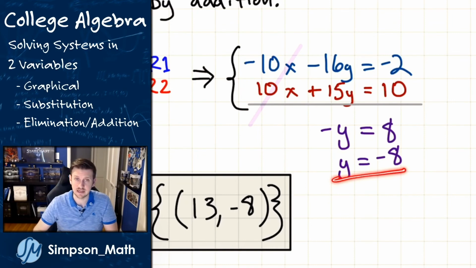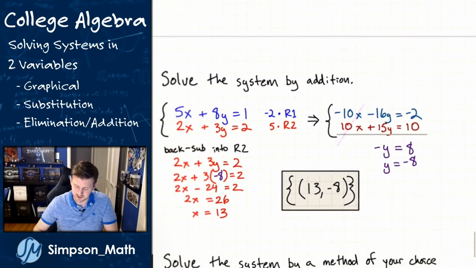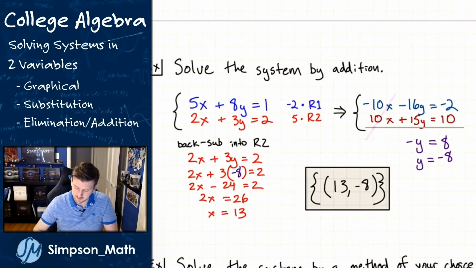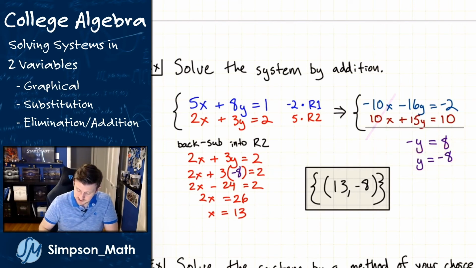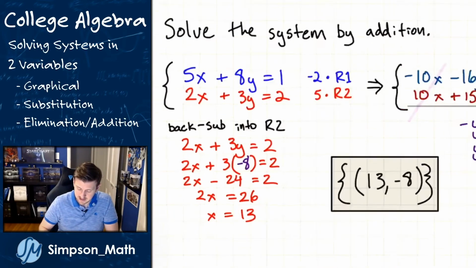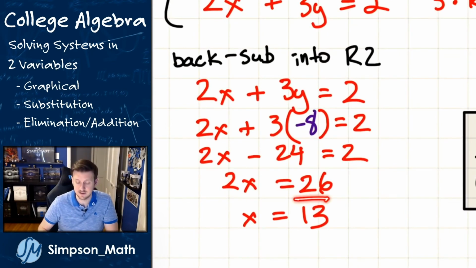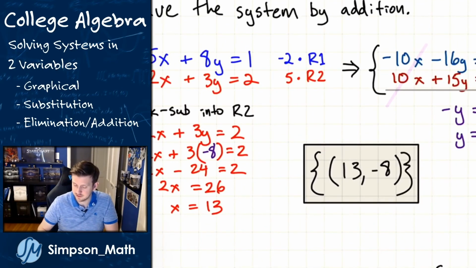Now that we have y equals negative 8, we just need to back substitute. You can pick either one of them. You could actually pick any of these 4 equations and plug it in. I'm going to pick the one every time that looks like it has the smallest numbers. So I'm going to plug this into the red equation just because it looks a little bit smaller. 3 times negative 8 is negative 24. Then I add the 24 to both sides and we get 26. Divide both sides by 2 and we get x is 13. So put those together and my solution is 13, negative 8. It's the ordered pair 13, negative 8.